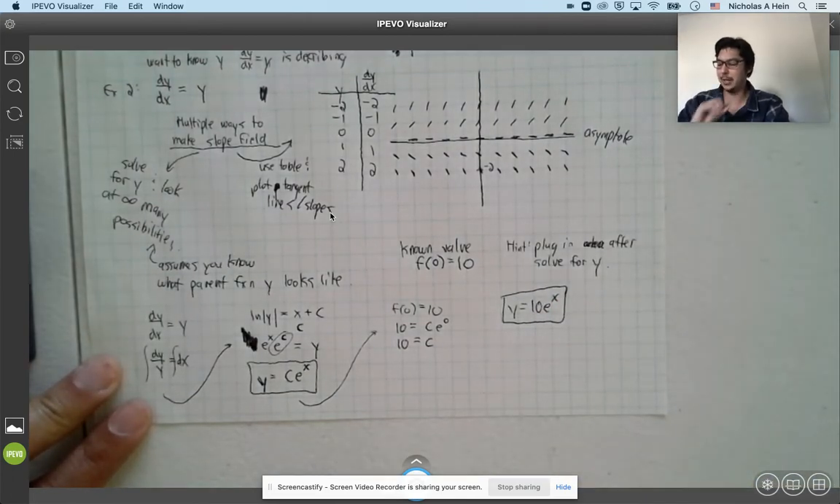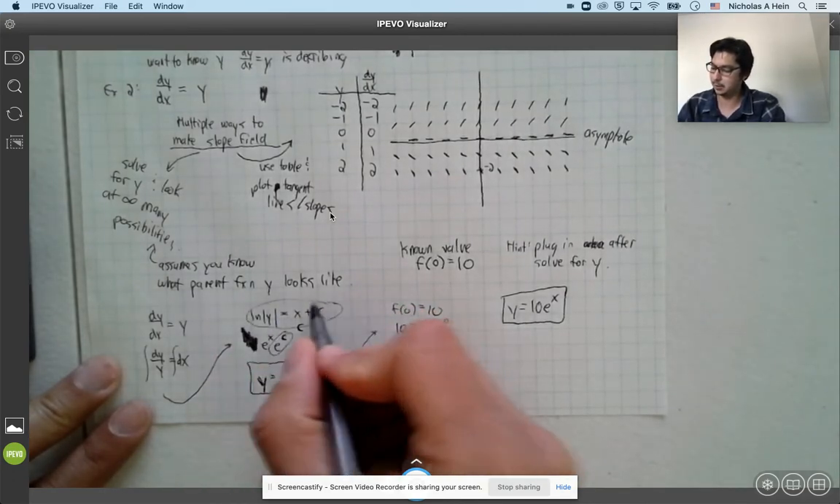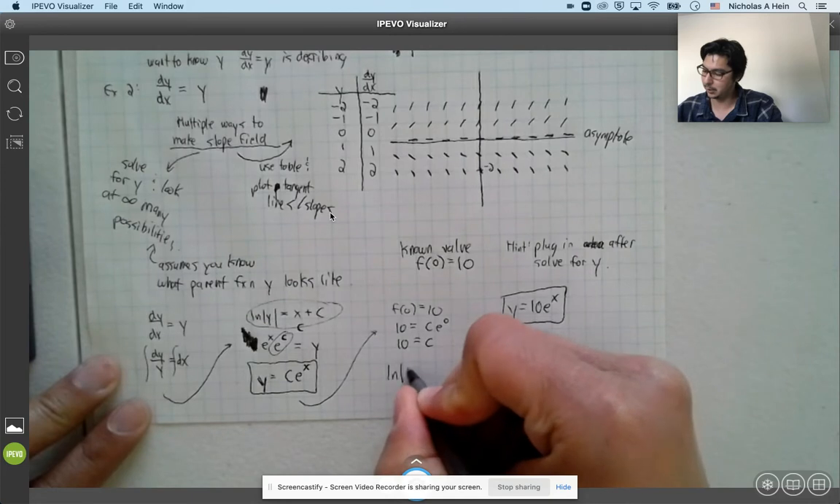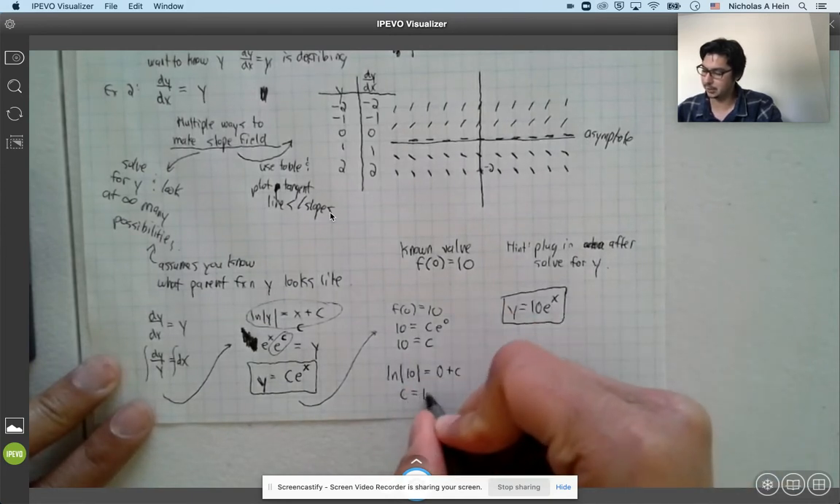Now, I talked about how if you would have plugged it in sooner, like say we would have plugged it in at this step up here, we would have had natural log of 10 is equal to 0 plus c, which implies that c equals the natural log of 10.